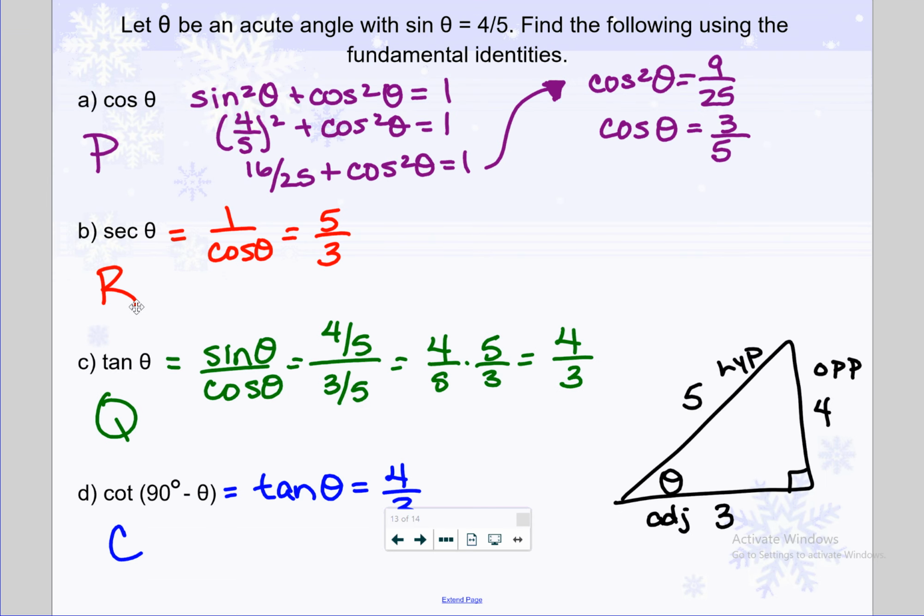All right, let's check our answers. And I drew the triangle at the bottom there if you want to check the triangle.